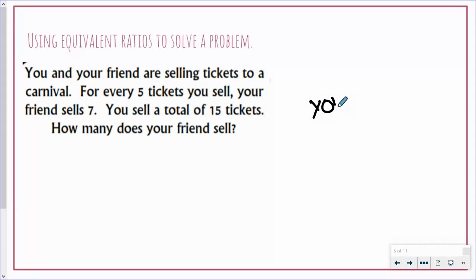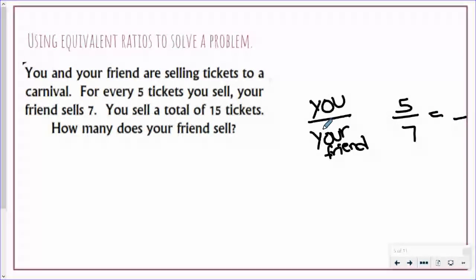So you, and we're going to make the ratio you over your friend. Okay, so every 5 tickets you sell, which is 5, your friend sells 7. So we have a ratio of 5 to 7. You sell a total of 15 tickets. So that 15 is going to go on the top because you is on the top. How many does your friend sell? So we're going to leave that as our question mark.